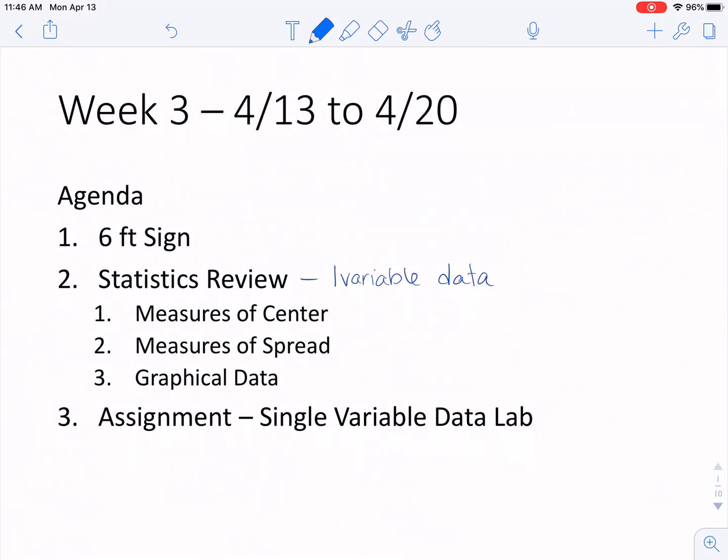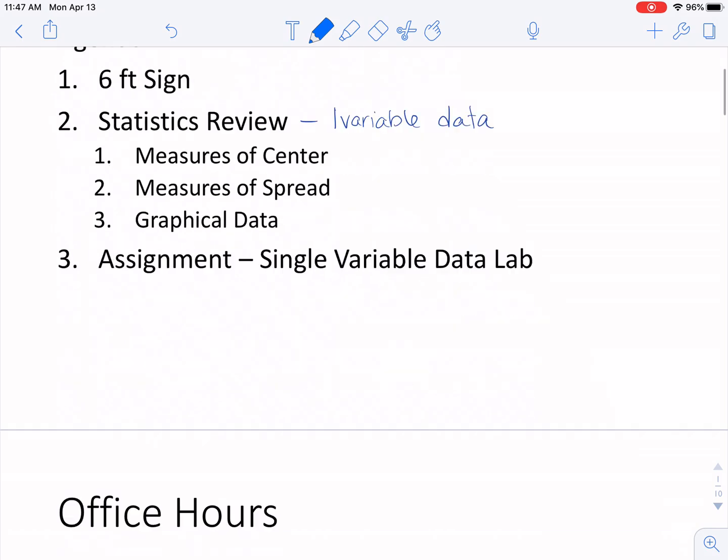We're going to talk about stats review. We're going to talk about one variable data. One variable data is data that just involves one variable. So maybe I get the heights of a whole bunch of different people, or the shoe sizes of a whole bunch of different people, or the ages of a whole bunch of different people. And I'm going to look at data analysis just on this one variable.